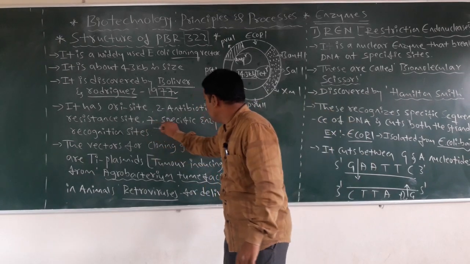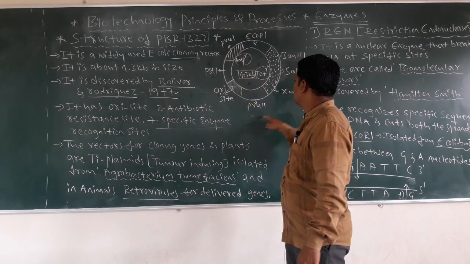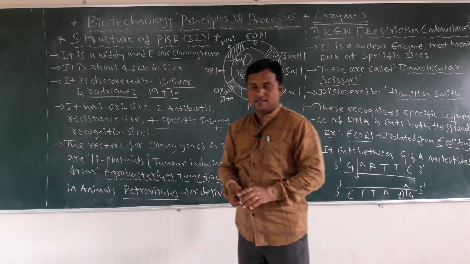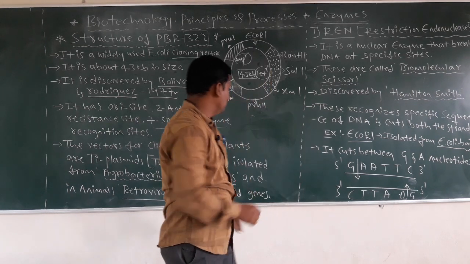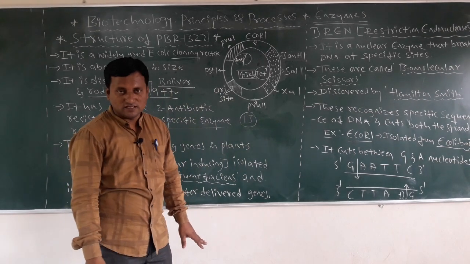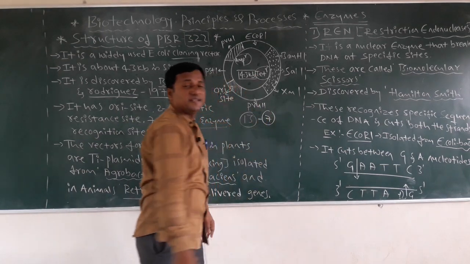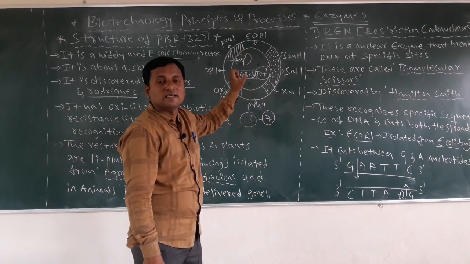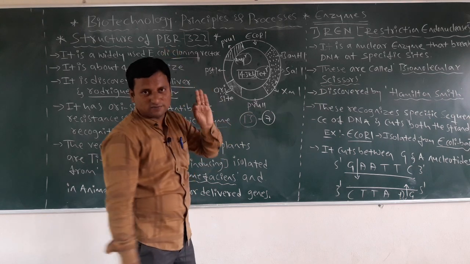Next, 7 specific enzyme recognition sites. These are all called the 7 specific enzyme recognition sites. Dear students, this pBR322 completely has 13 enzymes, totally 13 enzymes. Out of 13 enzymes, these 7 enzymes play a very important role. That is why they are mentioned, the 7 enzymes in the circular DNA. That circular DNA is nothing but a plasmid.